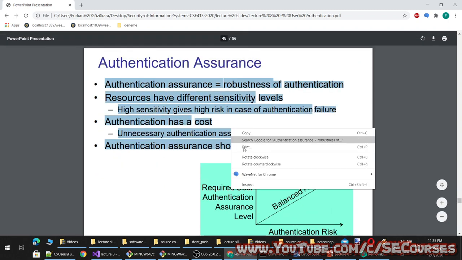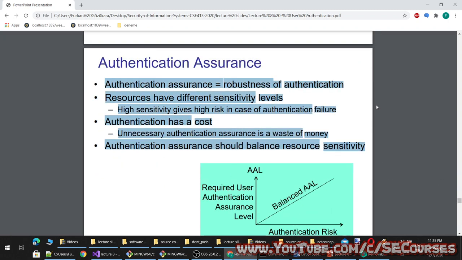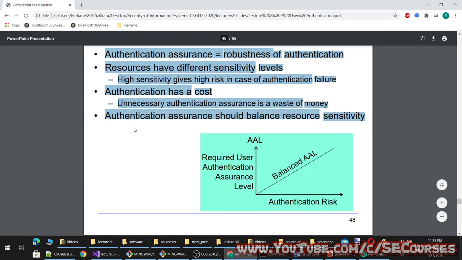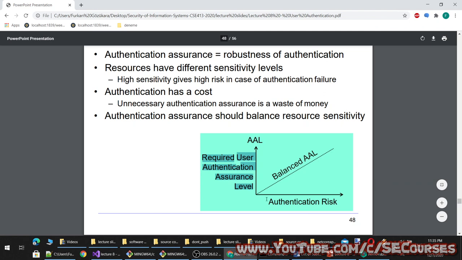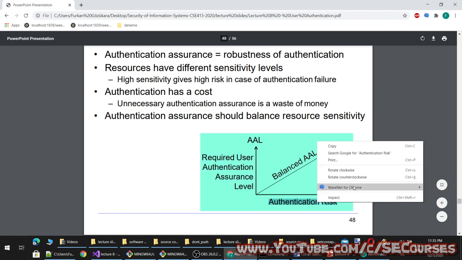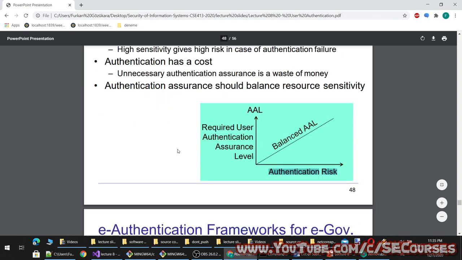Authentication assurance. Authentication assurance equals robustness of authentication. Resources have different sensitivity levels. High sensitivity gives high risk in case of authentication failure. Authentication has a cost. Unnecessary authentication assurance is a waste of money. Authentication assurance should balance resource sensitivity. Required user authentication assurance level. Authentication risk.